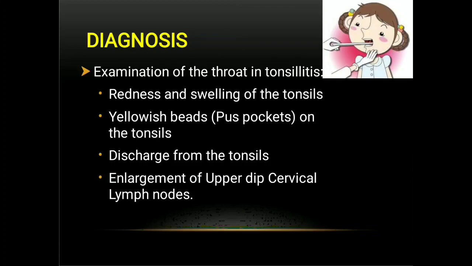Diagnosis: examination of throat in tonsillitis. Redness and swelling of the tonsil, yellowish bits, pus pockets on the tonsils in case of chronic tonsillitis, discharge from the tonsil, enlargement of upper deep cervical lymph node. We can feel it at the neck below the mandible.